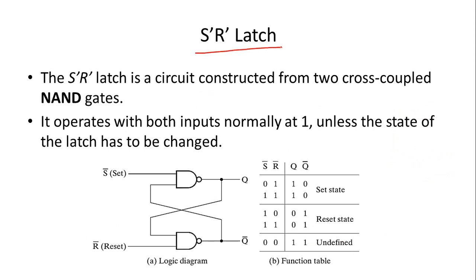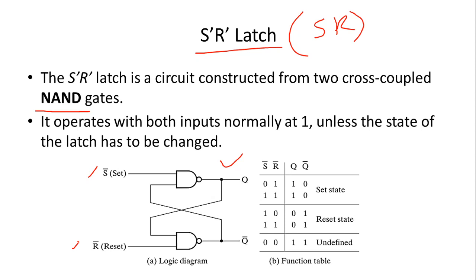There is another possibility to implement an SR latch, which we call S complement R complement latch, but actually we can also call it an SR latch. It uses two NAND gates, and here you can see its diagram. It's pretty simple like the previous one, but in this method we use NAND gates, and our set and reset are changed. Means the reset is down now and set is on the upper side. It operates with both inputs normally at 1 unless the state of the latch has to be changed.